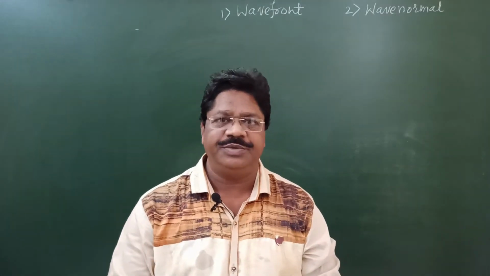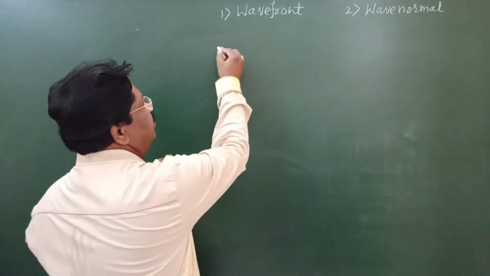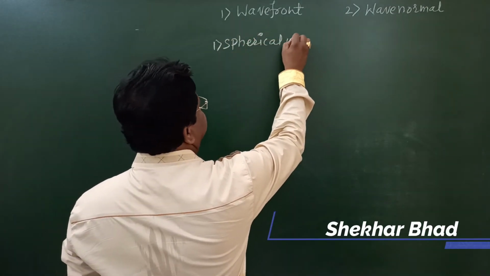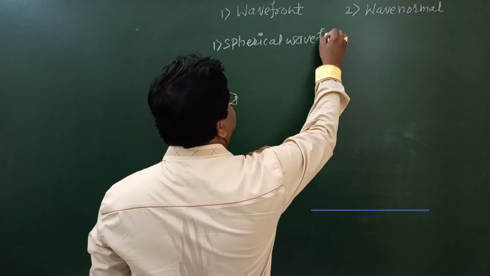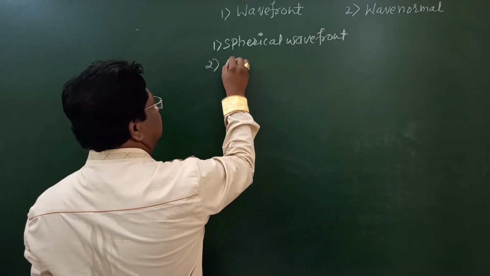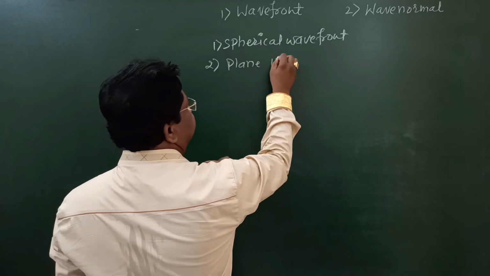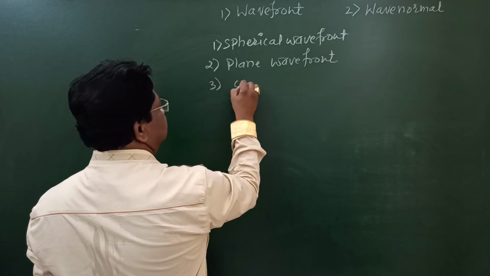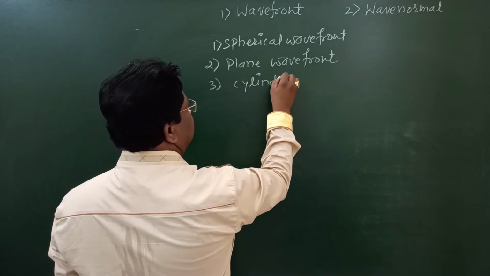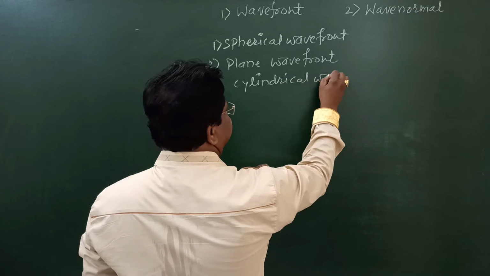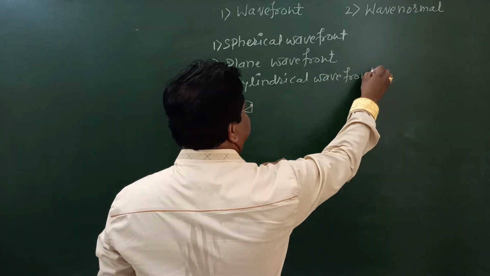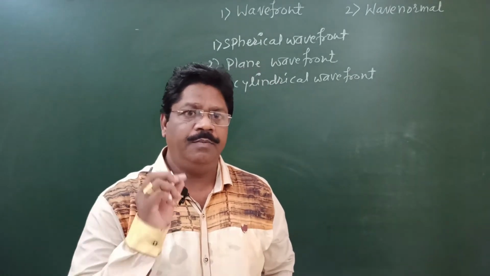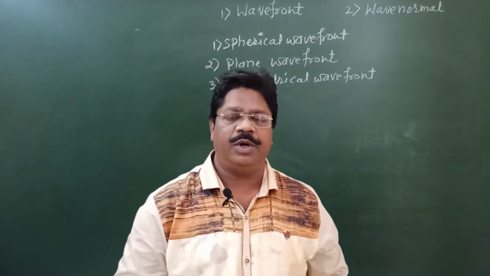Mainly there are three types of wavefronts. First is spherical wavefront. Second, plane wavefront. And third, cylindrical wavefront. These are the three types of wavefronts: spherical wavefront, plane wavefront, and cylindrical wavefront.